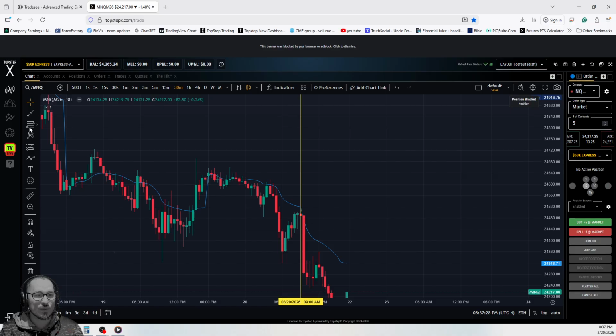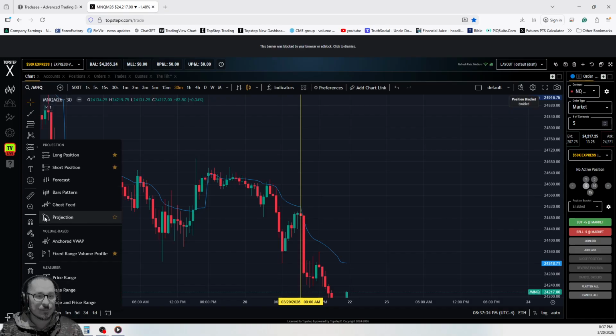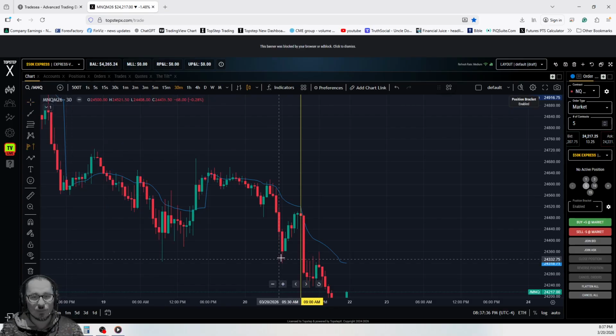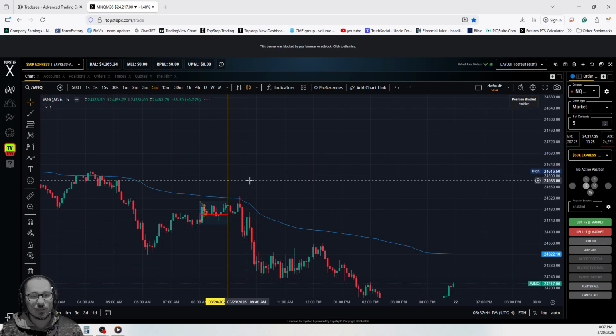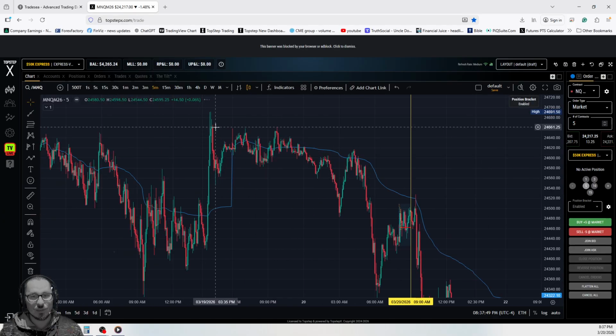So let's look at the point of control. For me personally, I'm always going to use 8 a.m. through 9. So fixed range volume profile, right there to 9 a.m. Boom, I got my fixed range profile. I like to see the 5 minute. What do I see in the 5 minute? I can see also another thing.